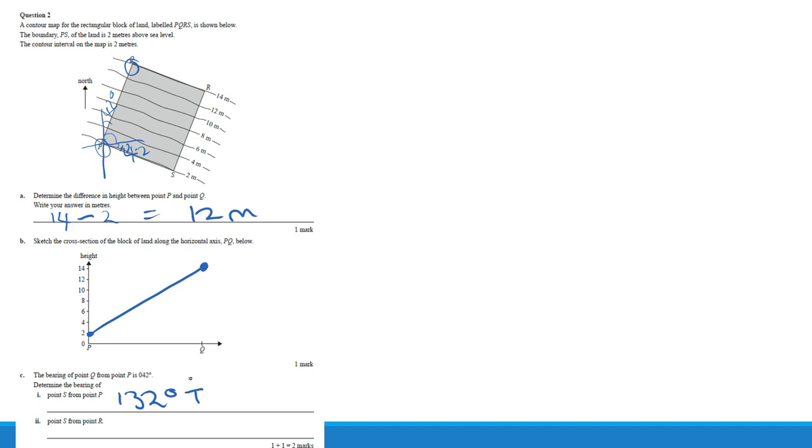Now find the bearing of point S from R. Because it's a rectangle, this will also be 42. You can work that out by using your Z rule. This will become 42. So as a bearing, 180 plus 42 is 222 degrees true.